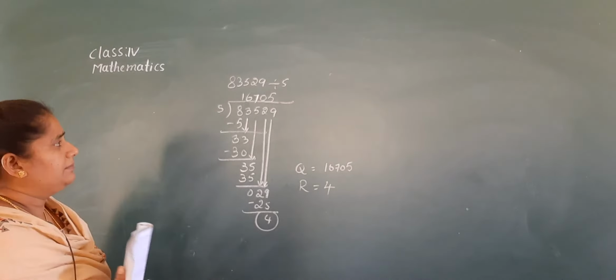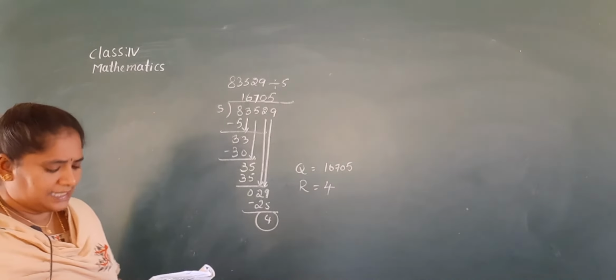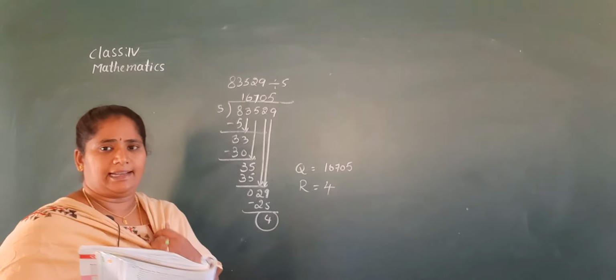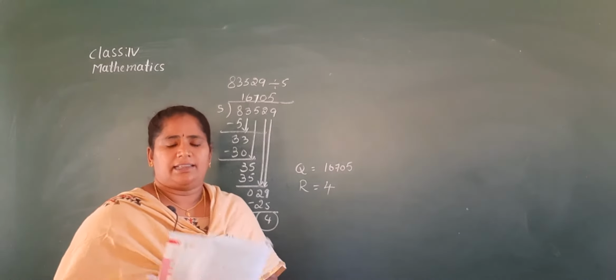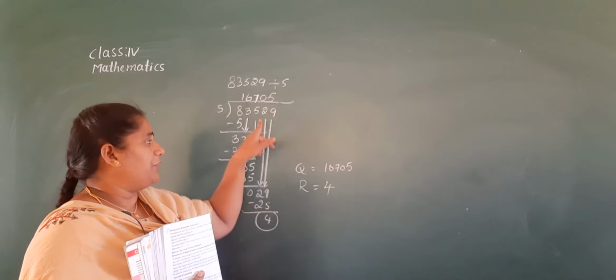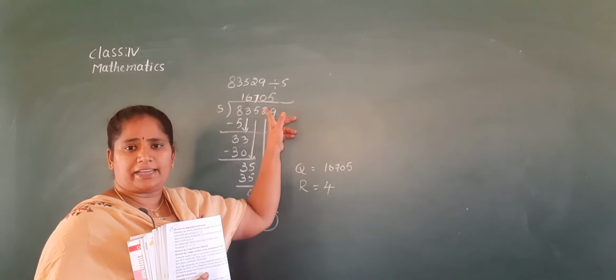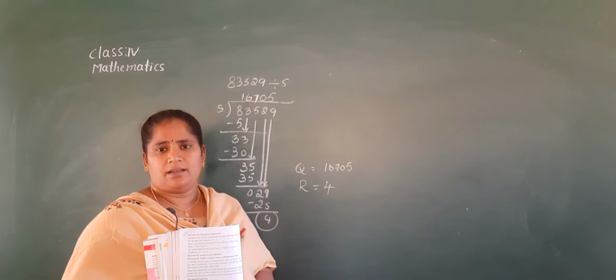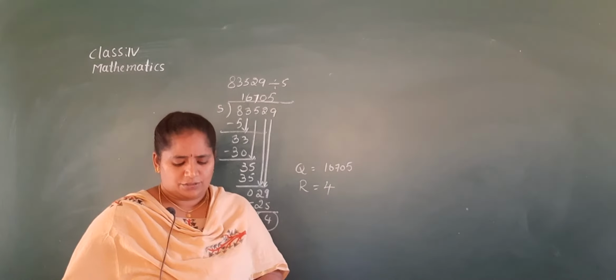Like this we will do the division, and yesterday I told you 2 points. The remainder is always less than the divisor. And if you take 2 numbers at a time, we have to keep 0 in the quotient place. Okay children? Today what?